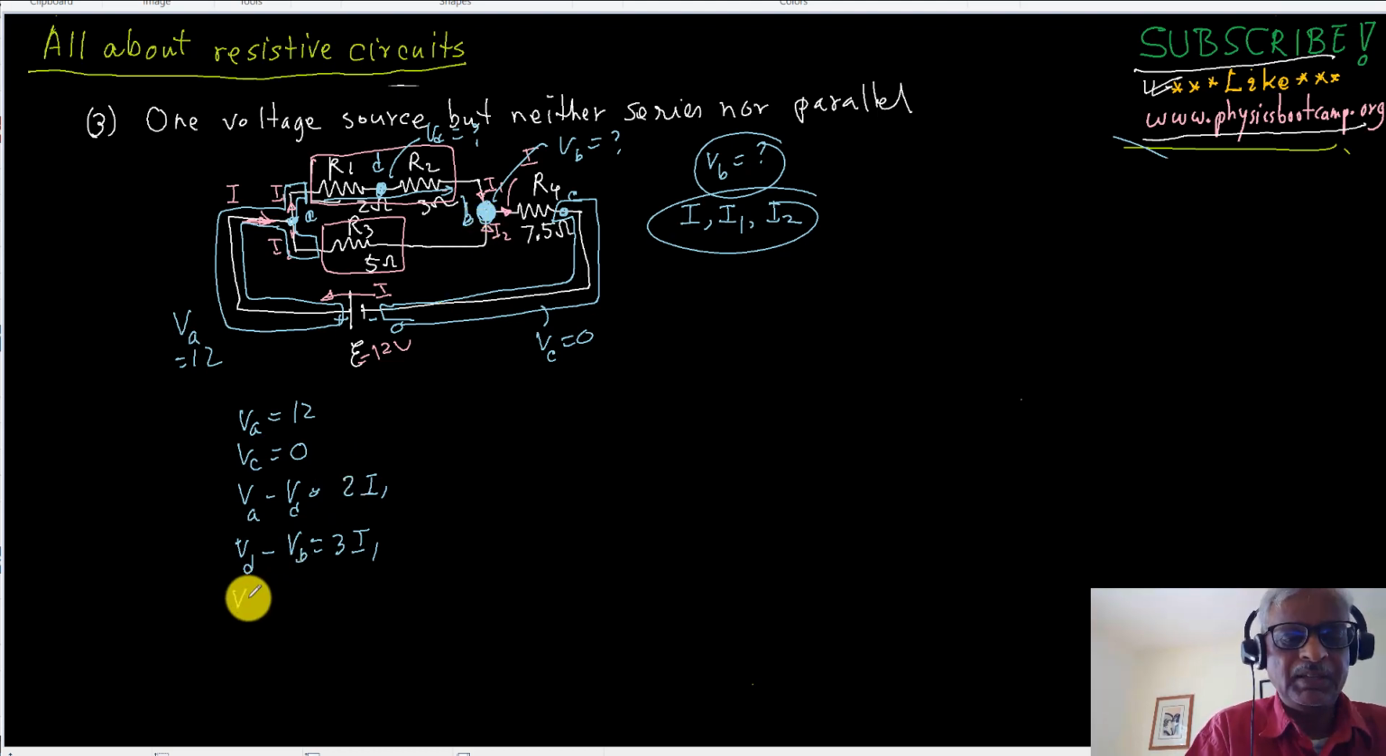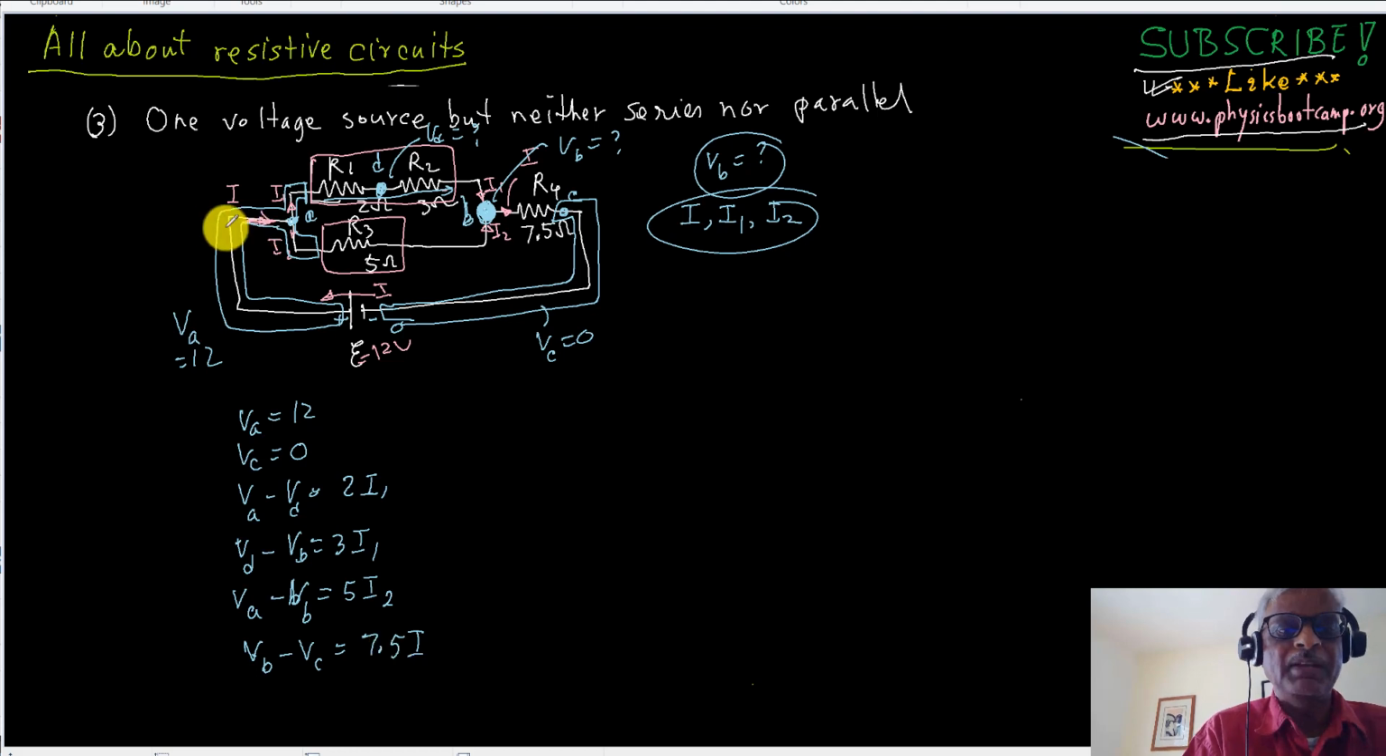Then VA minus VB is 5 times I2, because this time current I2 is going through that. And then you have VB minus VC. VB minus VC is going to be current I going through 7.5, so 7.5 times I, and the current is I equals I1 plus I2.